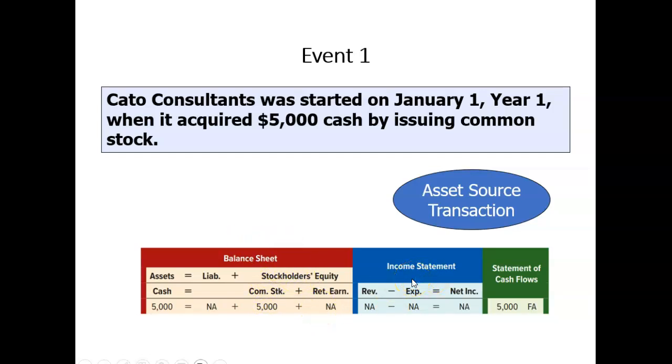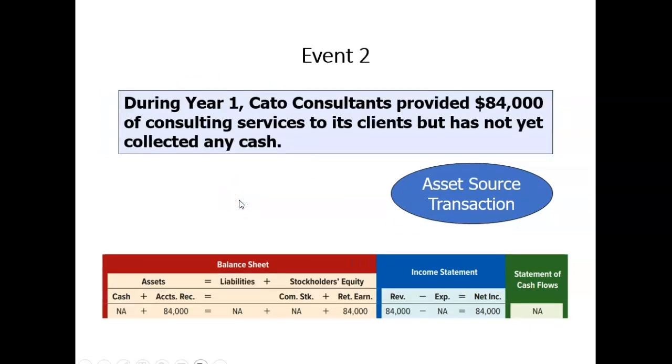This transaction will not impact the income statement because it does not involve a revenue account nor an expense account. On the statement of cash flow, you will have an increase of 5,000 from a financing activity. So you see how this transaction also impacts your financial statements.